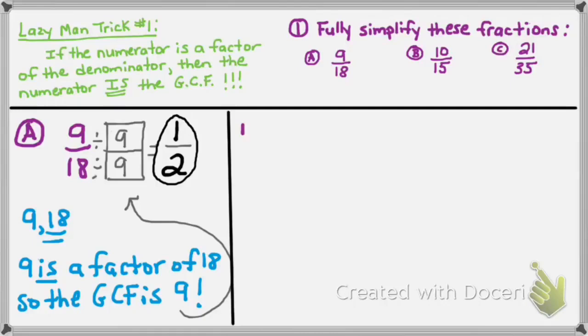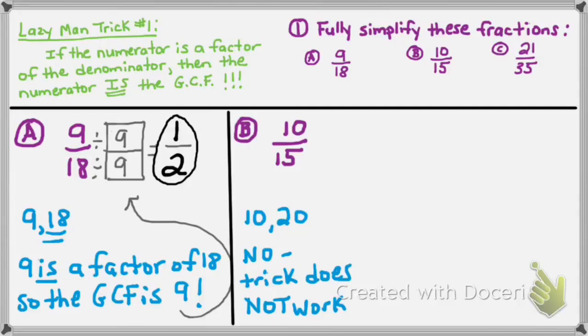Let's take a look at example B, 10/15. Well, lazy man trick number 1 says if the numerator is a factor of the denominator, then the numerator is the GCF. In 10/15, my numerator is 10. So I'm going to go through my 10 times tables and see if I get to 15. 10, 20, oh, that's too high. No. This trick does not work because my numerator is not a factor of my denominator. So I cannot do trick number 1 with letter B.